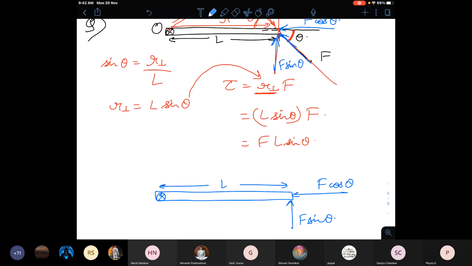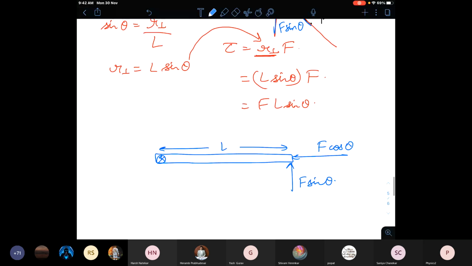Now just imagine that you have hinged your door and you are applying a force in the direction of F cos theta. Will the door show any rotational motion? No, it cannot show any rotational motion if you are applying the force along the center of rotation, along the point of the hinge. So if the force is being applied along the hinge, there won't be any rotational motion.